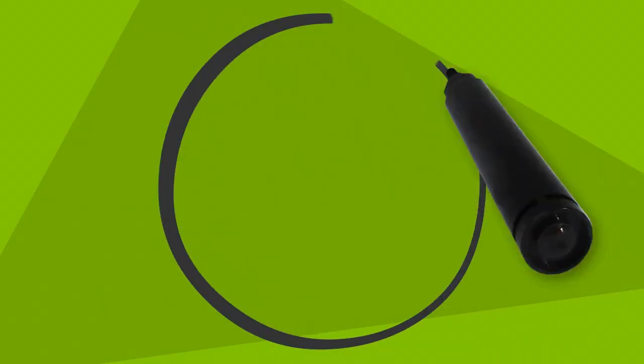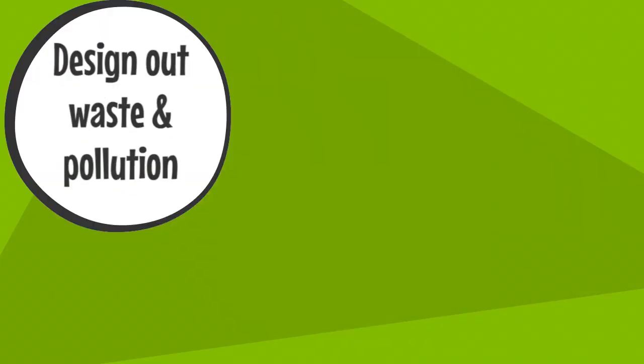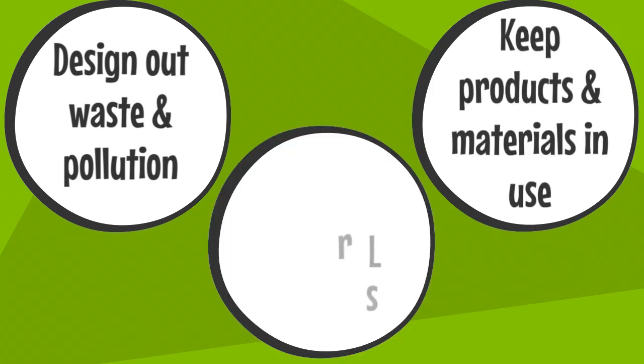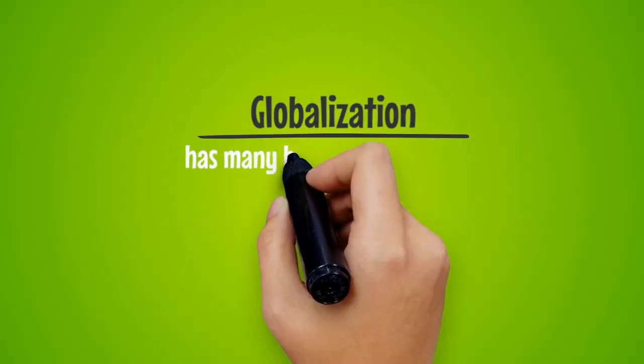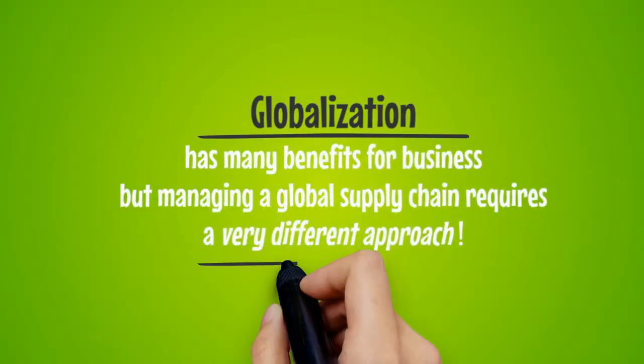The circular economy is based on 3 principles. 1. Design out waste and pollution. 2. Keep products and materials in use. And 3. Regenerate natural systems. Globalization has many benefits for businesses, but managing a global supply chain requires a very different approach.